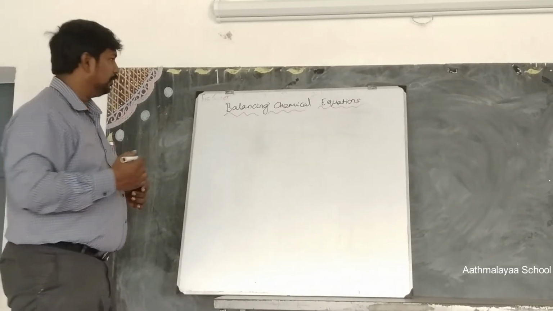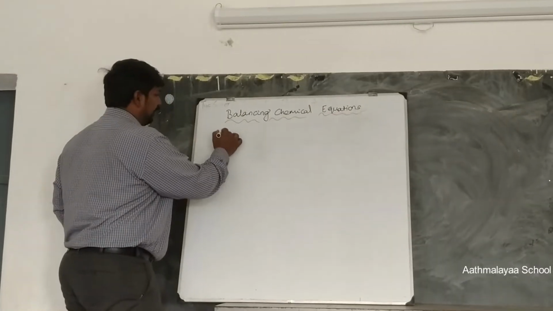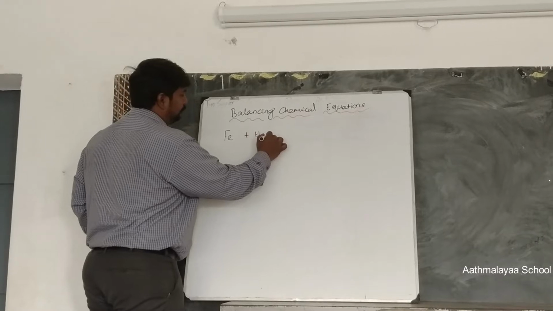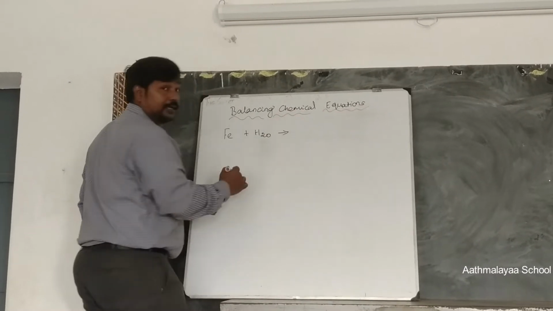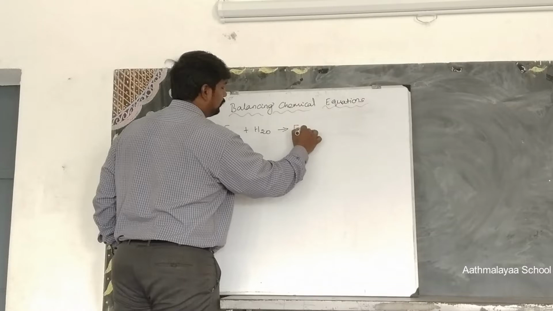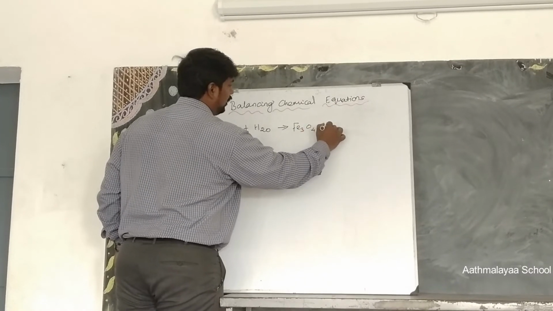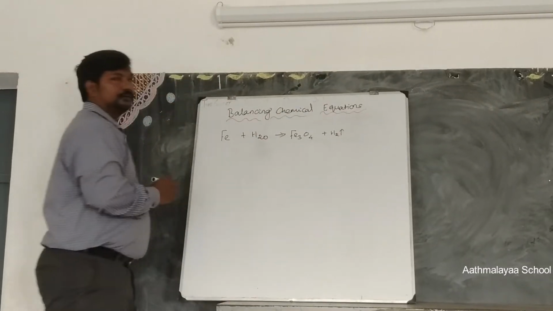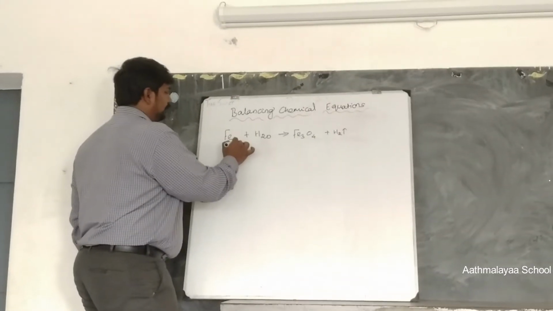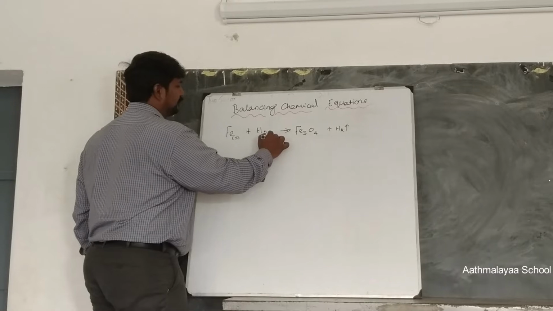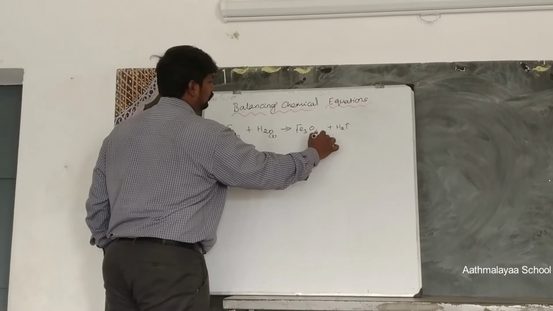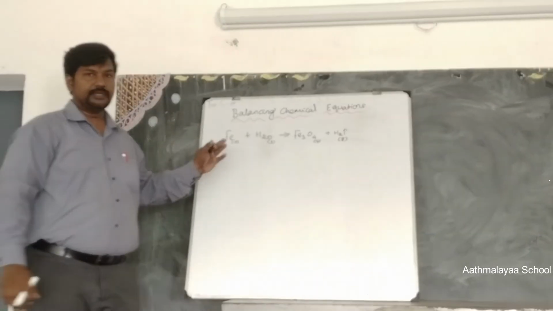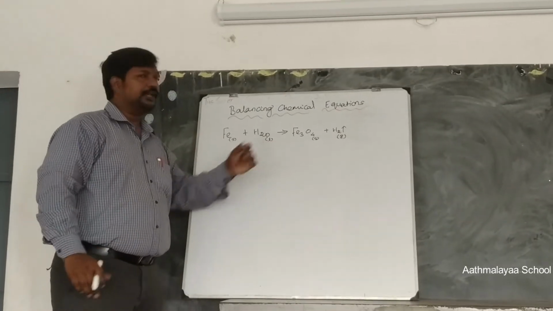Let us take an example. When iron reacts with water, it gives Fe3O4 and hydrogen, right? So here iron is in solid state, water is in liquid state, Fe3O4 is in solid state, and hydrogen is in gaseous state, right? So from the equation we can identify the phase of the reactants also.